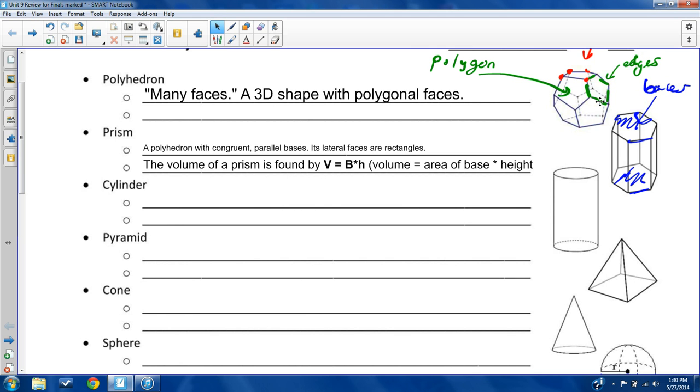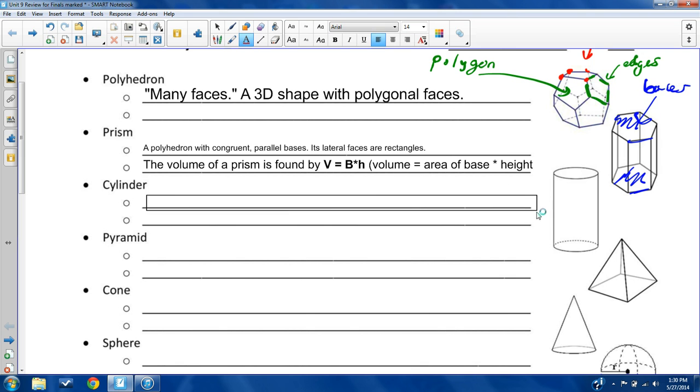When it's a triangle, the area of your triangle is 1/2 base times height. When it's a square, it's side squared, etc. So your base changes every single time. So you need to make sure that you know when you find the area of the base, you're doing it that way, and we'll do some practice problems with that.